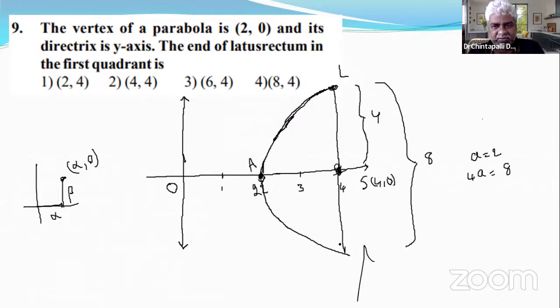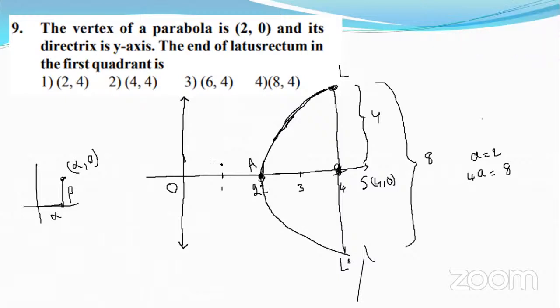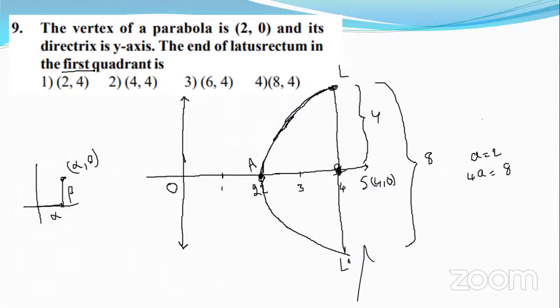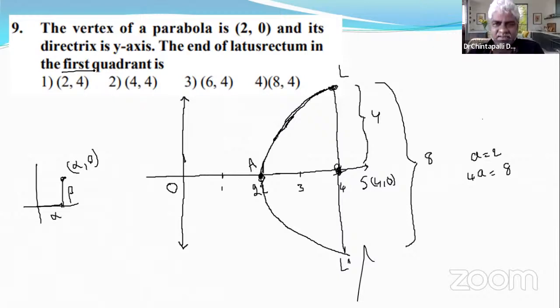And L dash is the latus rectum. L and L dash are the ends of the latus rectum. The question asks for the end of the latus rectum in the first quadrant. Is L asked or L dash asked? First quadrant, the end. Sir, L, sir. L is asked, right?